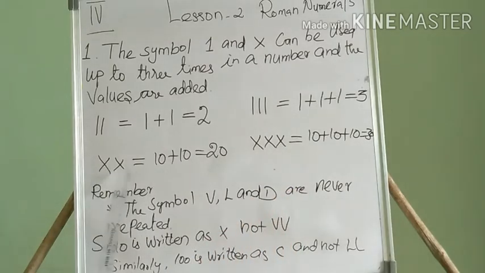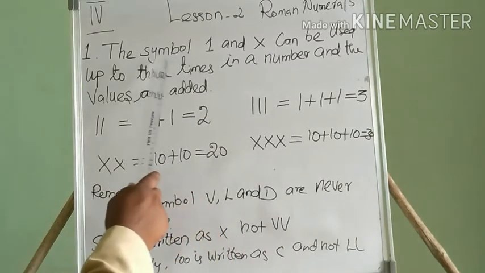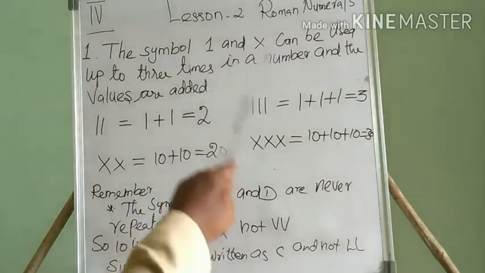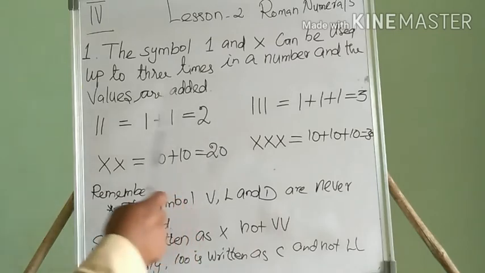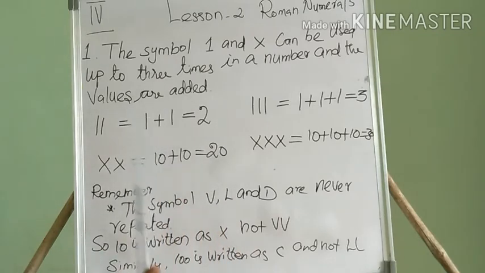Here X is repeated 2 times, so 10 plus 10 is equal to 20. Here it is repeated 3 times. I told you that the symbols I and X we can repeat 3 times, so I have given some examples. So 10 repeated 3 times, 10 plus 10 plus 10 is equal to 30. These numerals can be repeated 3 times, 2 times, 3 times, not more than that.